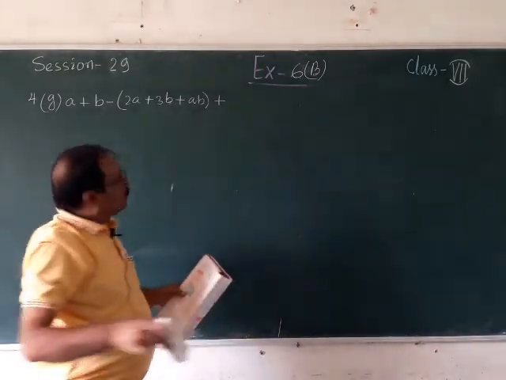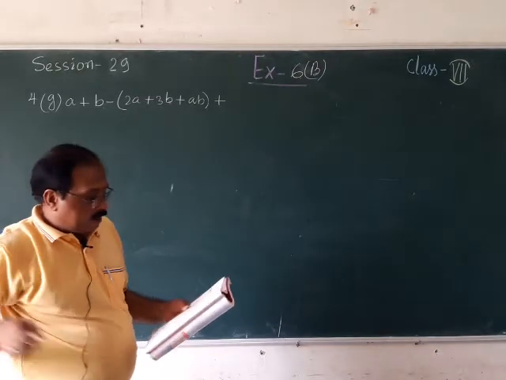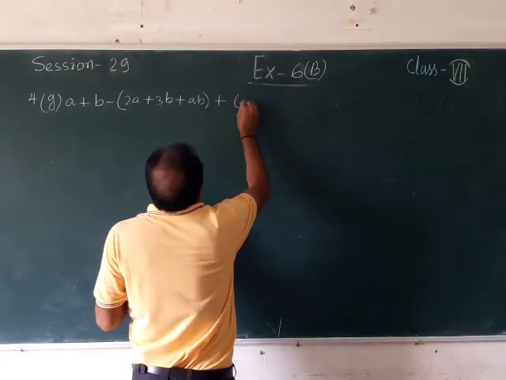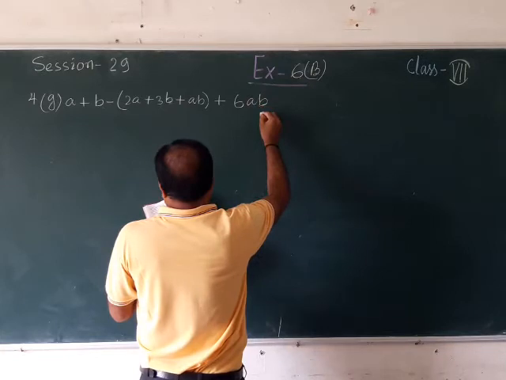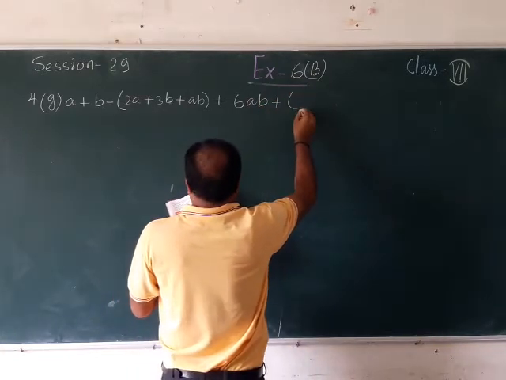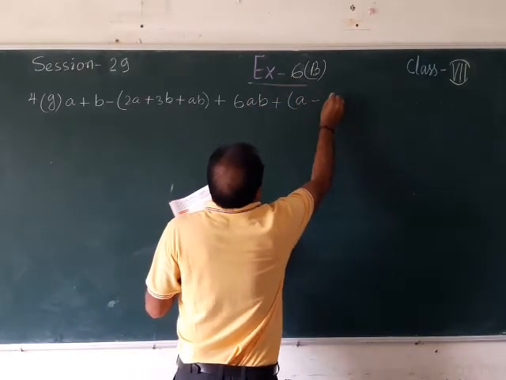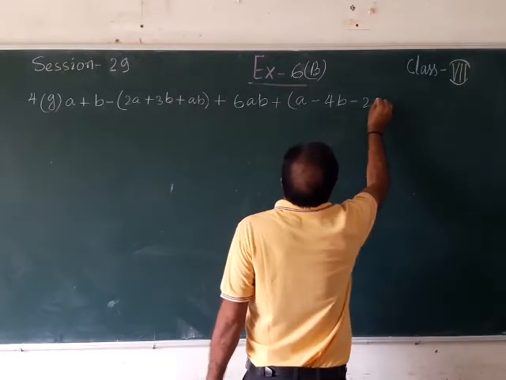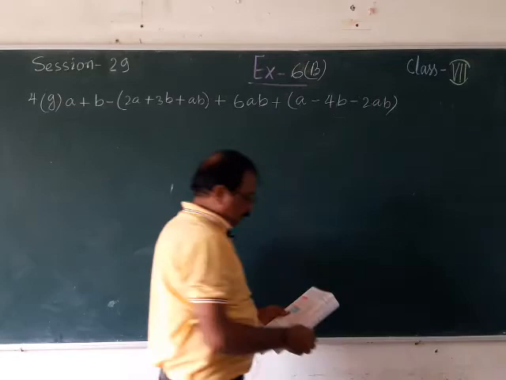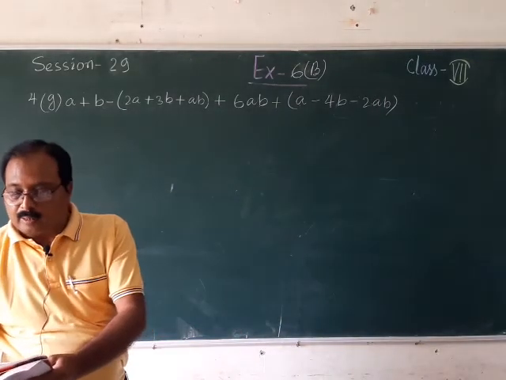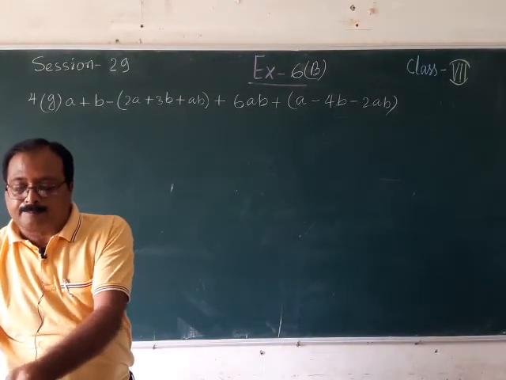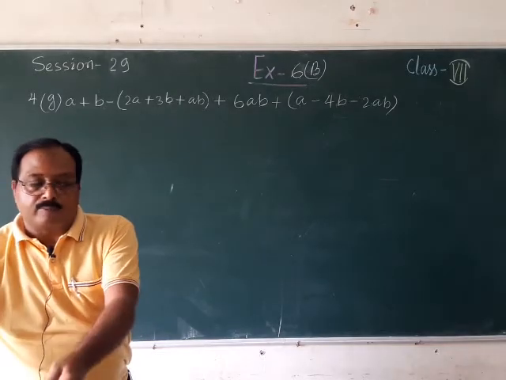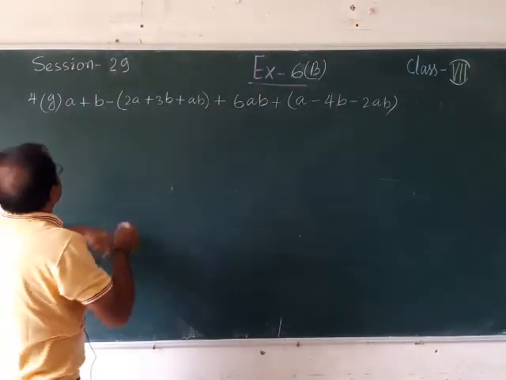Then it is plus 6ab, then here it is plus, then a minus 4b, then minus 2ab. So this is the question. Let us find the answer of this question. How to do this question?